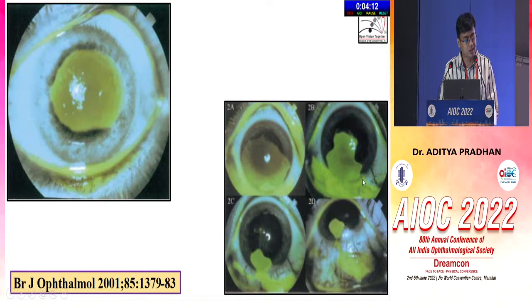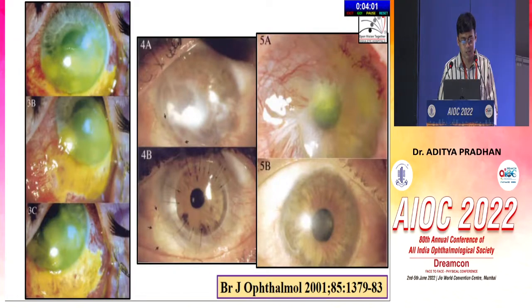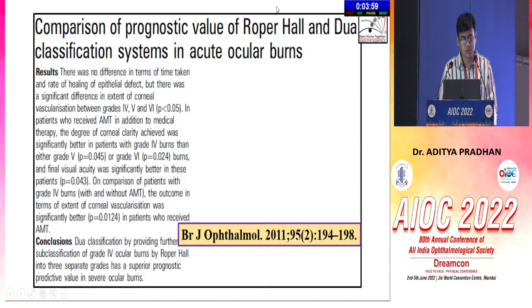Fluorescein stain is extremely important in identifying the extent of damage. What may appear clear on the slit lamp may actually be a total epithelial defect, which may get missed if you don't use fluorescein stain. You have different images to go through, and this article was from the BJO, in which they compared the value of the Roper-Hall and Dua classification systems, basically a head-to-head study between the two systems.